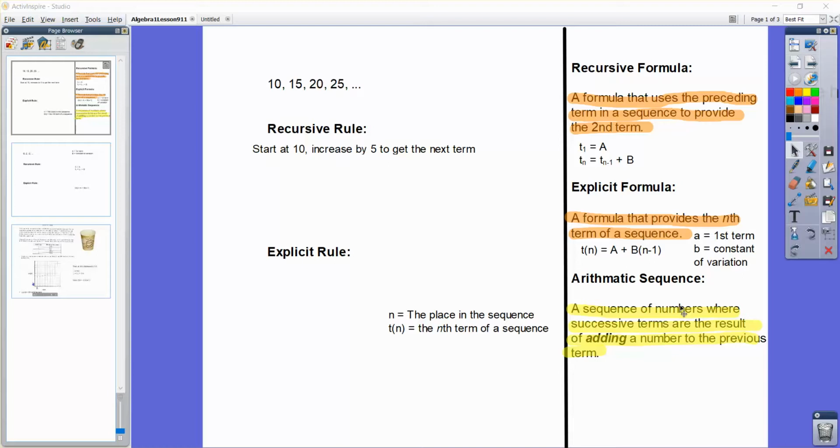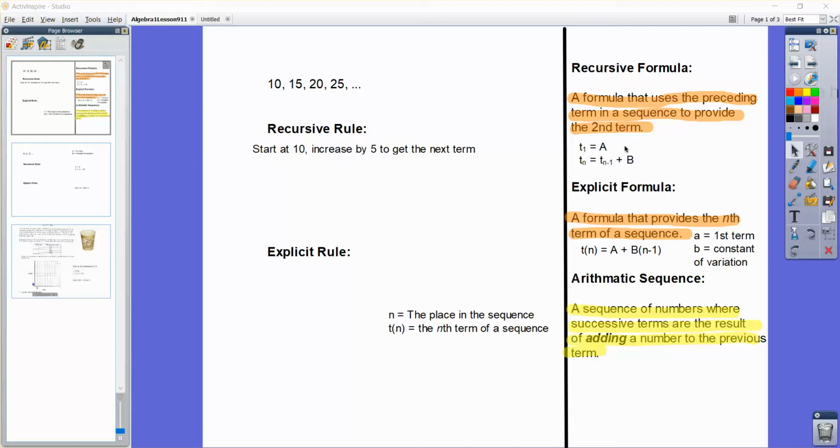You also could add negative numbers, which is like subtracting a regular number. You could do the same thing and accomplish the same goal. Now, as far as expressing these particular sequence rules, we have two ways to do it. We have a recursive formula, or recursive rule. Basically, a recursive formula is one that uses the preceding term in a sequence to provide the next term.